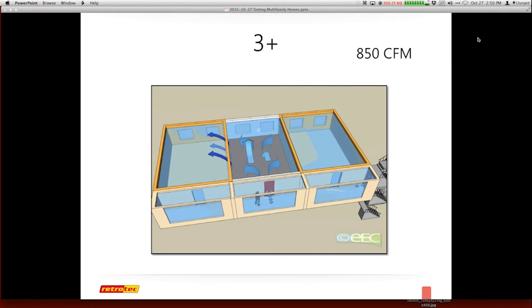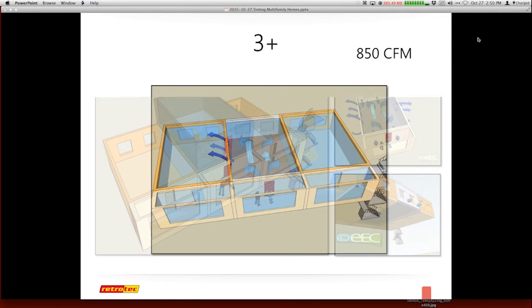Now, if I did not have a common hallway or was not able to make sure I had enough pressure to neutralize that, then I might have to actually put individual blower doors in the units themselves and just move that blower door around from unit to unit.